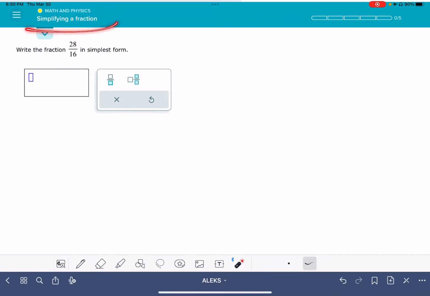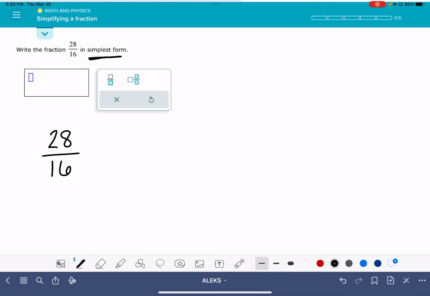In this video, we're going to work on the ALEKS problem called simplifying a fraction. This problem is asking me to write the fraction 28 over 16 in its simplest form. What does this mean, write it in simplest form?